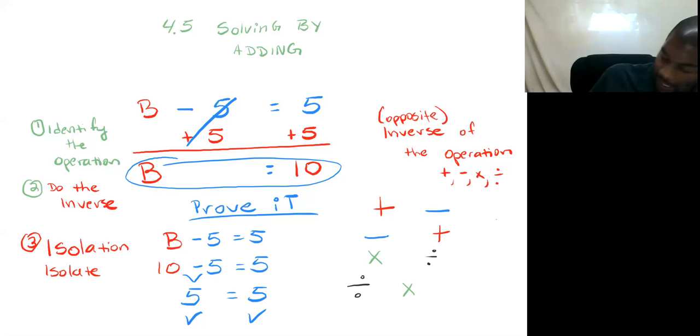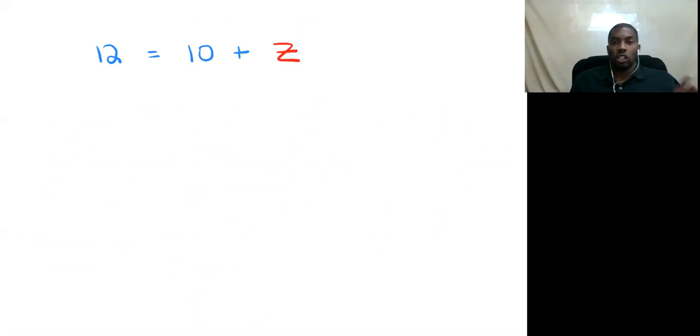Let's try, here's a good one. We've got 12 equals 10 plus, and my favorite letter, z. So 10 plus something is equal to 12. Well, we all probably know it's 2, right? But how are we going to solve that?